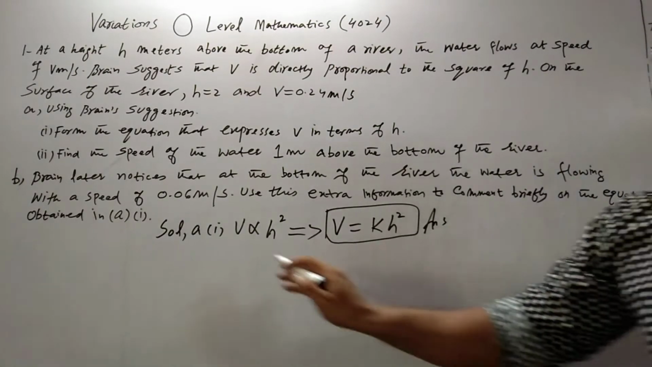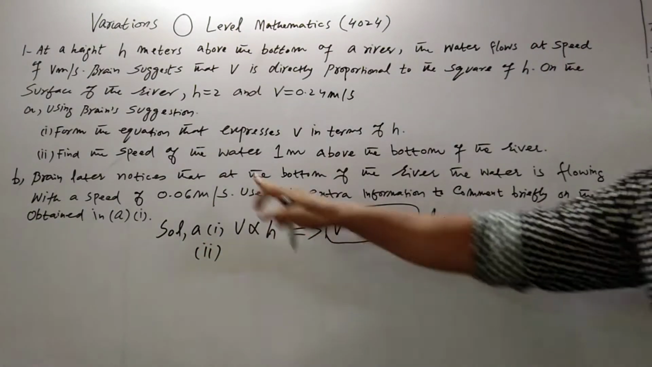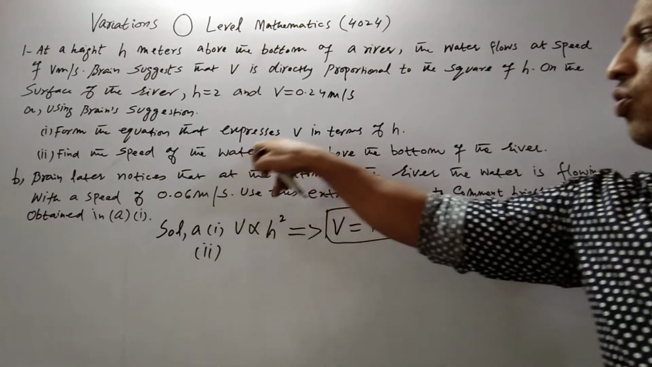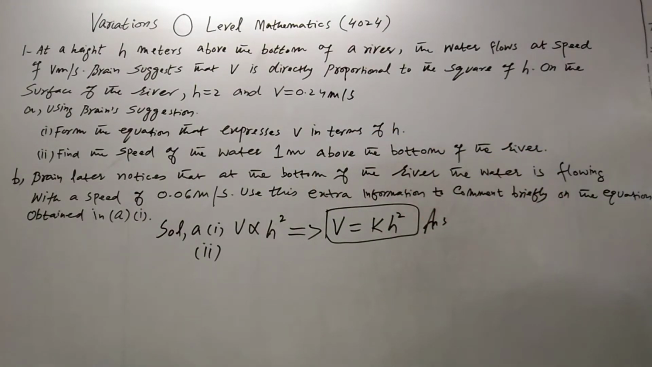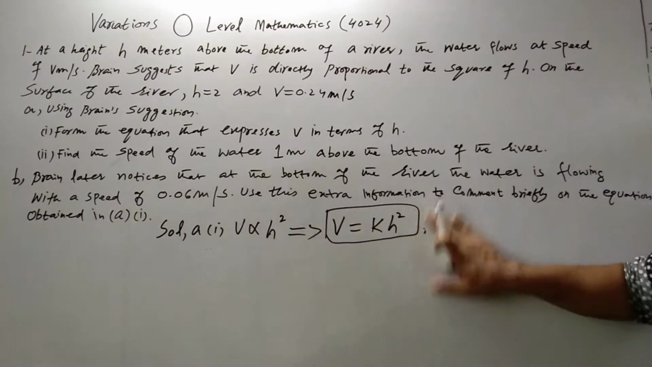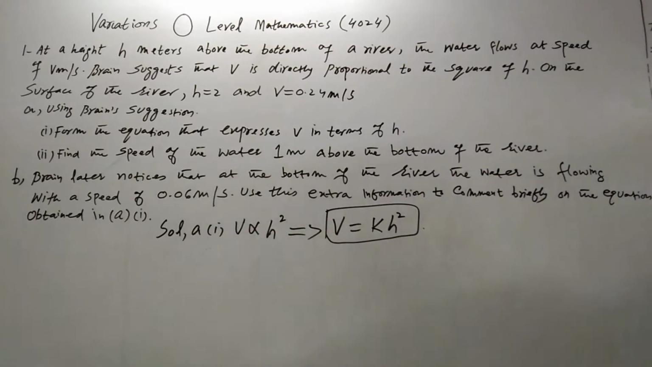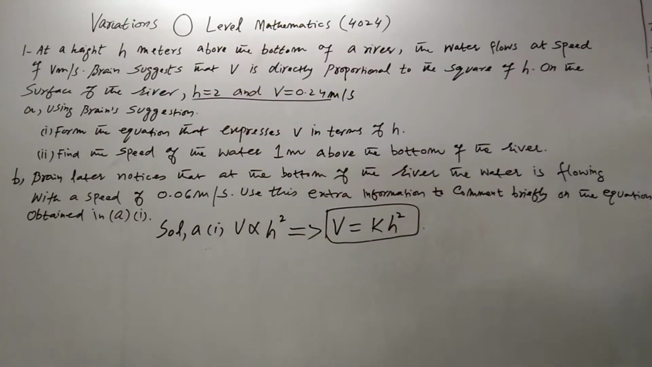Part 2: find the speed of the water 1 meter above the bottom of the river. But one more thing is left in this part A. We have v equals k h square, and still we need to find the value of k. How to find the value of k? With the help of this: h is 2 and v is equal to 0.24.